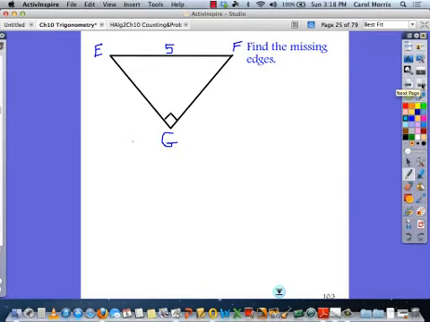So if we did the same thing, and we looked at this triangle, the only problem with this one is I forgot some measurements.